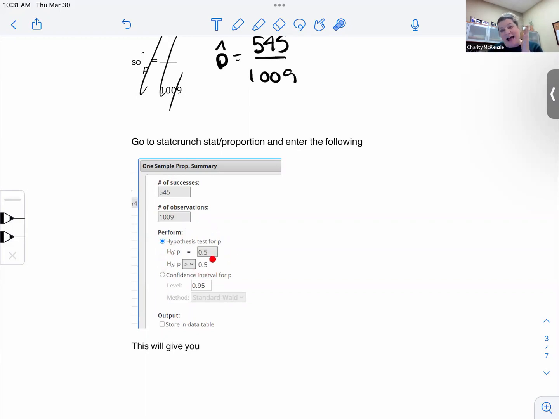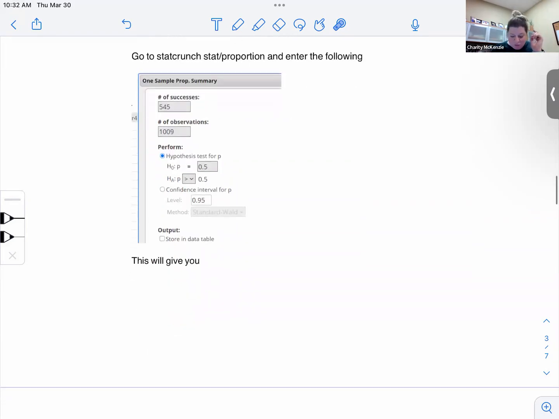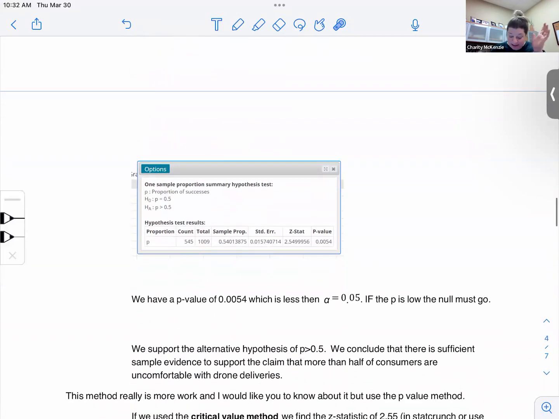We are testing half, like most people, right? And we're doing greater. The null doesn't even let you mess it up in StatCrunch, which is another benefit. It is equal. It won't even let you change it. So it's trying to lead you towards the right answer. And then this will give us this little chart here, all this information.